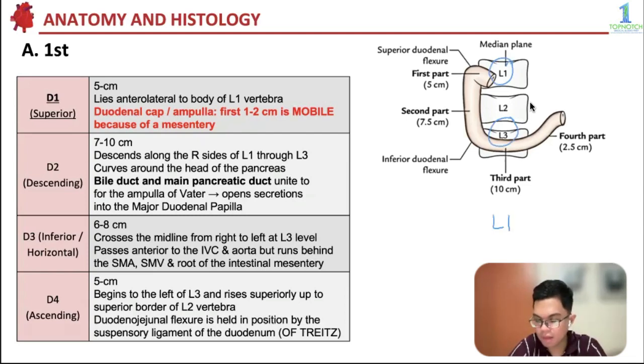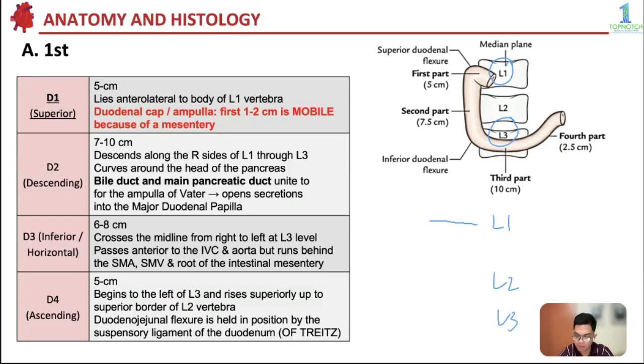So if you draw it, it starts from the right first. So from the pylorus, it gives off D1, which is the superior part, and then D2, which is the descending part. So important here sa D2 is that this is where the bile duct and the main pancreatic duct secrete their secretions into the GI tract at the ampulla of Vater on the major duodenal papilla. Okay? And then the inferior, or D3, is horizontal, so it goes across, no, to the left side, and then D4 is ascending, going to L2 level. Okay? So kahit pa paano, letter C naman yan. And the duodenum is intimately related to the pancreas. Okay?